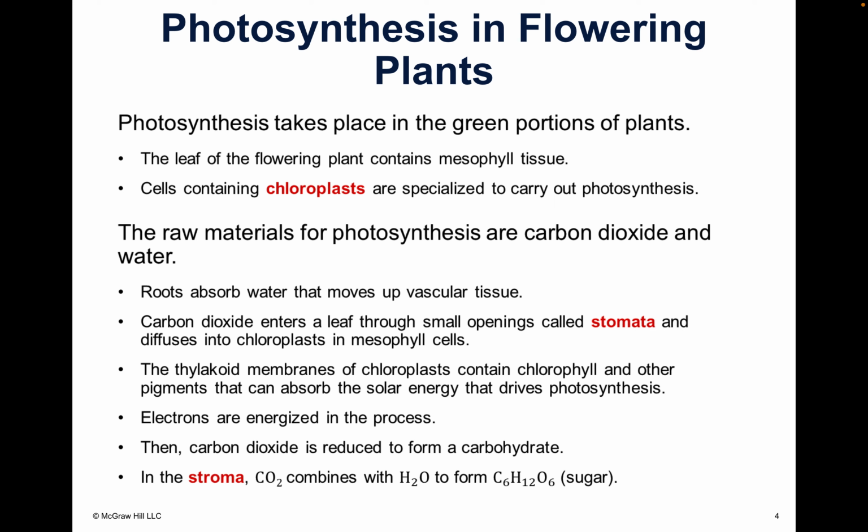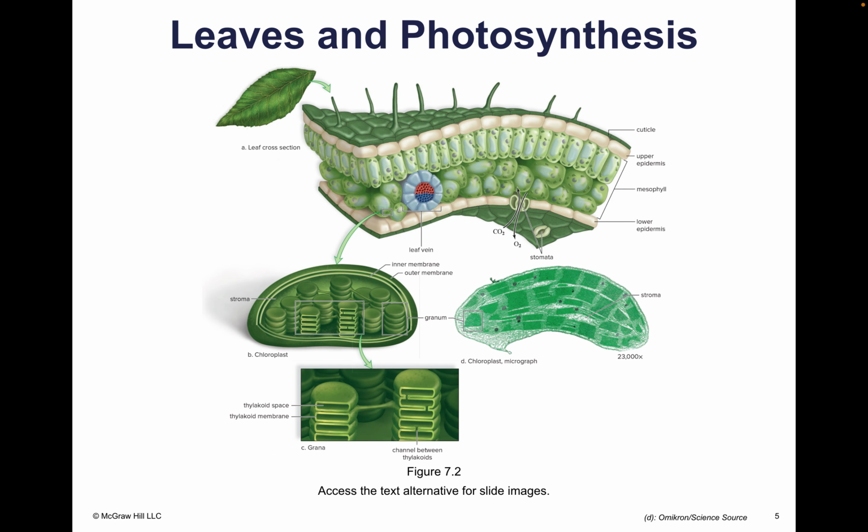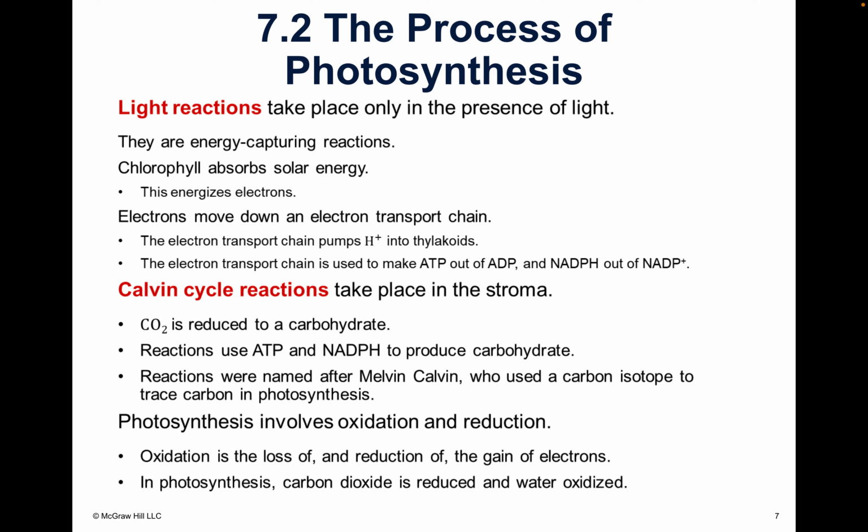Then CO2 is reduced. So here comes back that oil rig. Oxidation means it's lost. Reduction means it's gained. So CO2 is reduced to form a carbohydrate. In something called the stroma, CO2 combines with H2O to form C6H12O6, which is sugar. So if you remember from chapter 6, the slide that I had photosynthesis and cellular respiration on, we had CO2 and H2O and energy all came together to put out sugar or glucose. So that's just a picture. All right, and there's a star beside this.